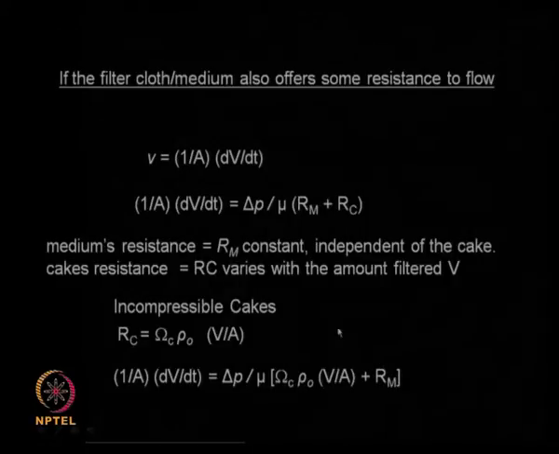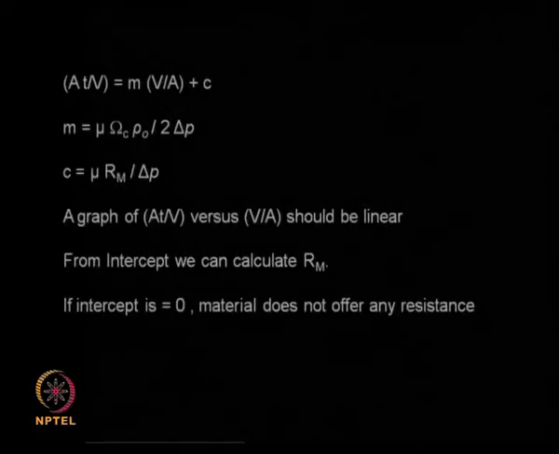So what do we do? You can now integrate this equation and get a slightly different relationship between time, volumetric flow rate, and resistance offered by the medium. By doing that we will end up with a relationship like this: A is the area, T is the total time required to filter a slurry of volume V, multiplied by M V by A plus C. M is given like this and C is given like this.